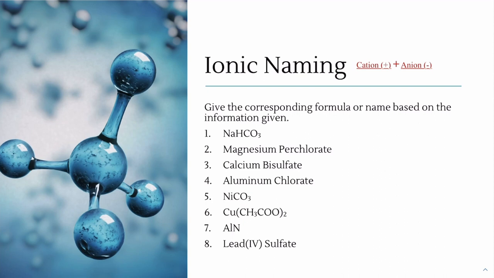So all you need, as long as you know the cation and the anion, the positively charged substance and the negatively charged substance, is to put those in order of cation to anion, and you have the name. So number one, hopefully you were able to recognize that this is sodium.